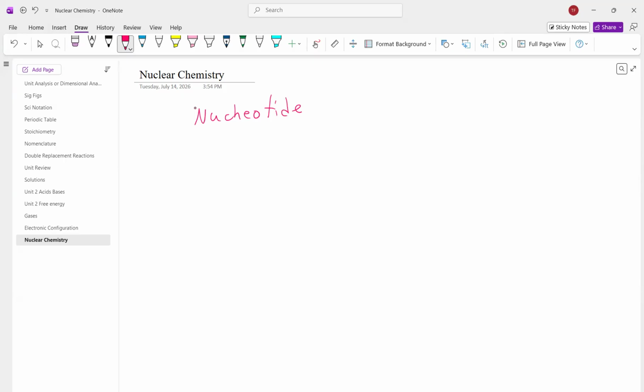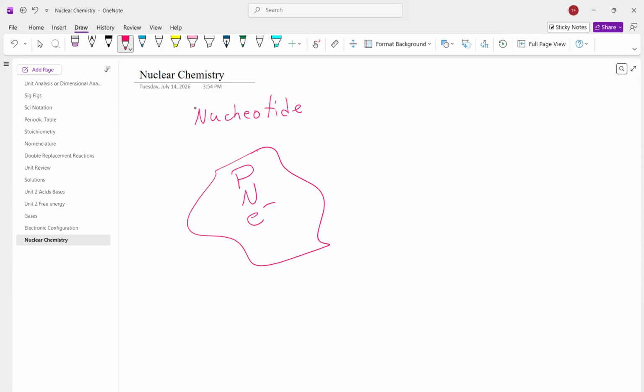So if we're looking at just the nucleus, that's called a nucleotide. As you know, it's composed of protons, neutrons, electrons, and about 30 other smaller subatomic particles, like muons and bosons, it's a whole bunch of them. Okay, these are the ones we're going to focus on: protons, neutrons, and electrons.